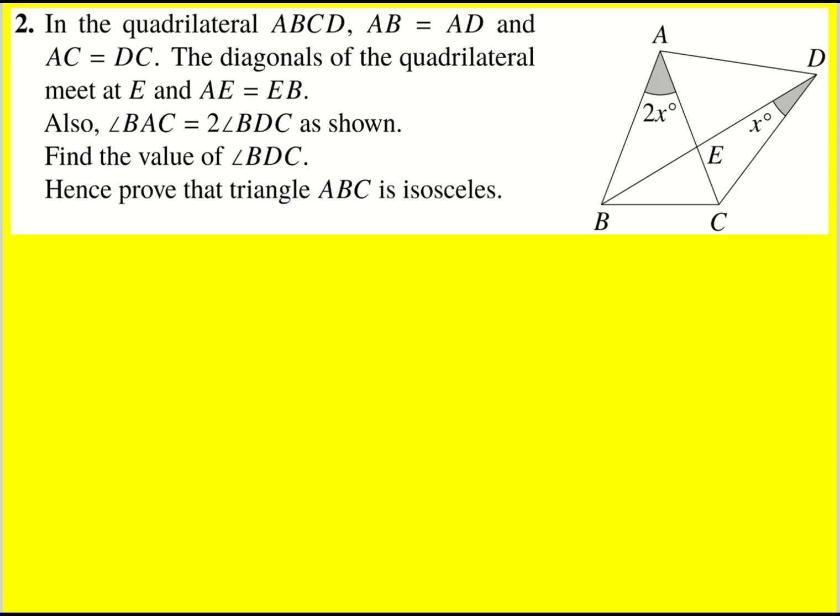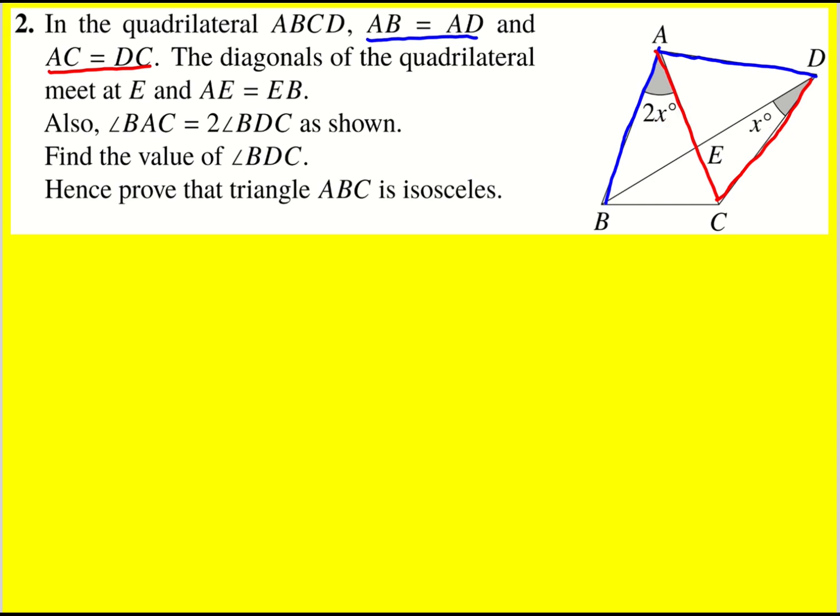In the quadrilateral ABCD, AB is equal to AD. I'm just going to show this using these two blue lines. And AC is equal to DC. I'm purposely using colors rather than little dashes, because if I put a dash there, how do I know whether it's AE that's equal to DC or AC?